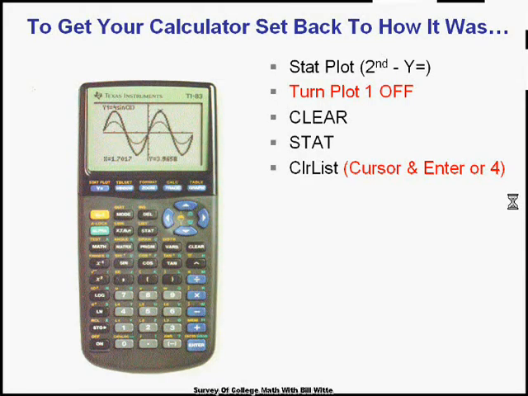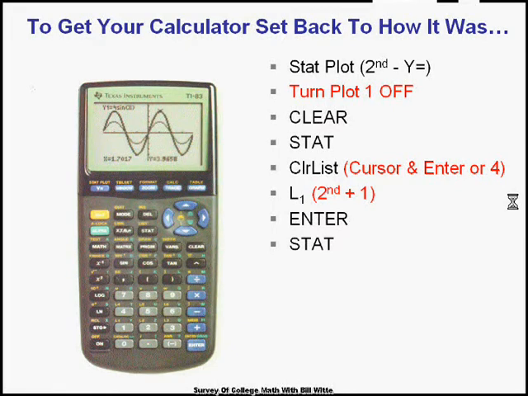So I'm going to have you go to stat clear list, and it's going to ask you what list. Well, you'll say list 1 by hitting second and the number 1. That'll get you the L1. And then hit enter. And that will clear all the x's, even if there's 500 of them.